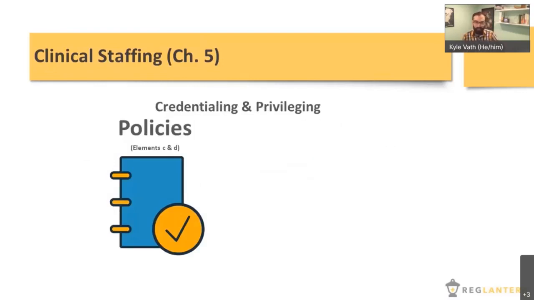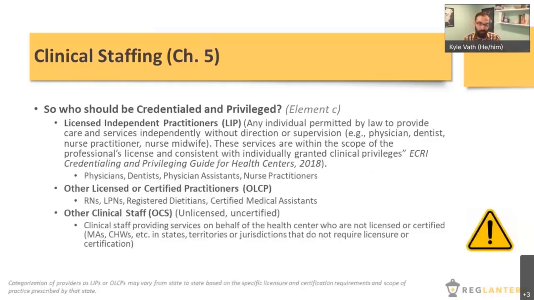Next area, we're going to look at policies. This is one of the key areas that people struggle with. There are 3 different types of clinical staff members who need to be credentialed and privileged at your health center. This is relatively new. If you haven't had a site visit in the last 3 years, this is something you really want to pay attention to.